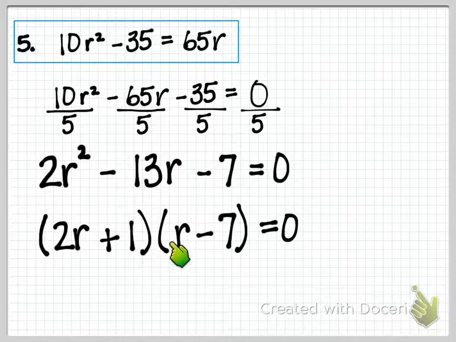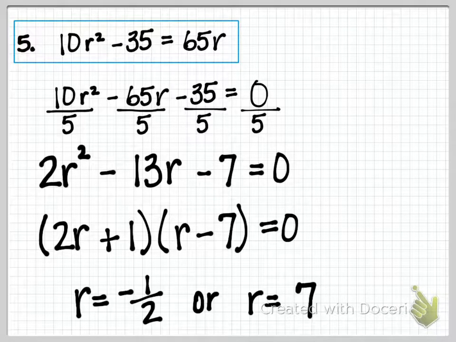And I just look to see which one of these is going to give me these products, 1 times r and 2 times negative 7, that when added together will give me negative 13. You could do the factor tips that I showed, but I got that. So now the answer to this one is r equals negative 1/2 or r equals positive 7.